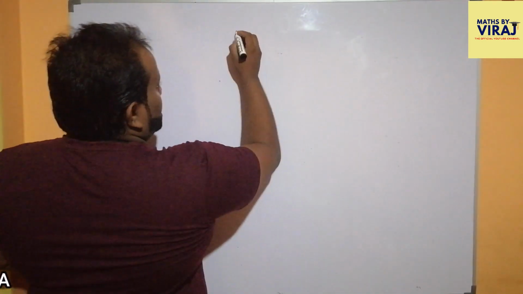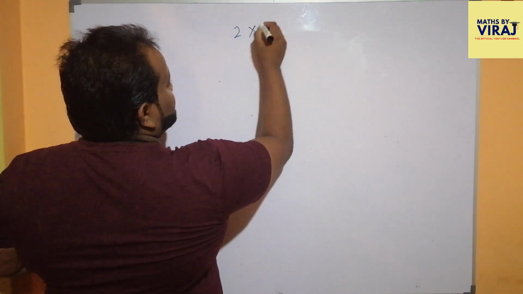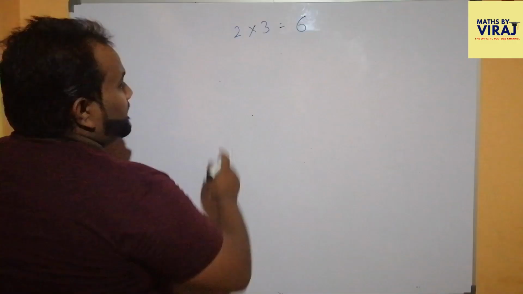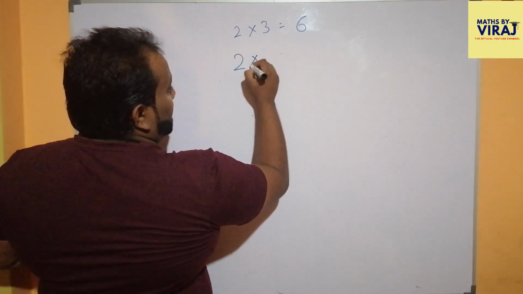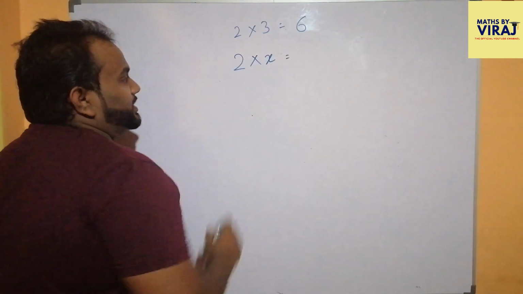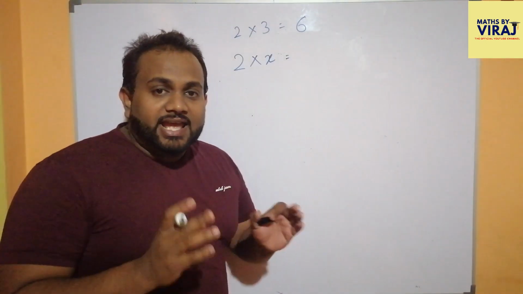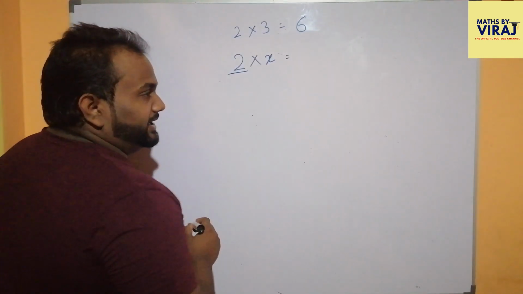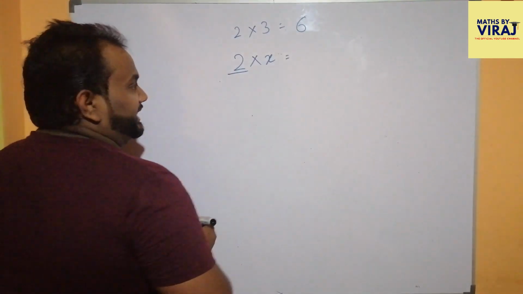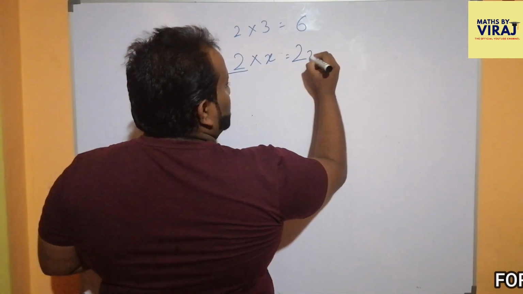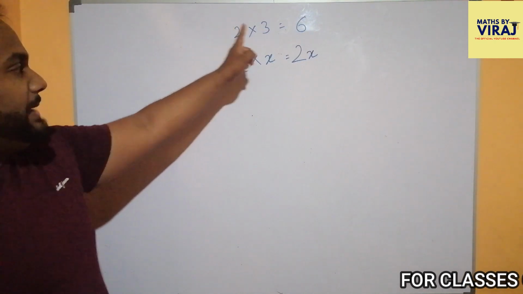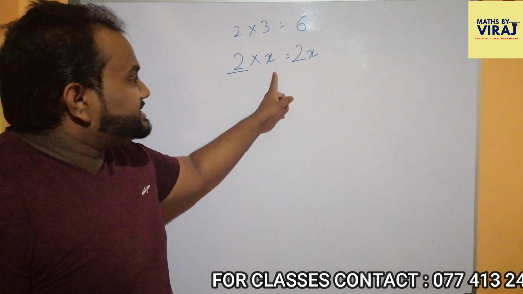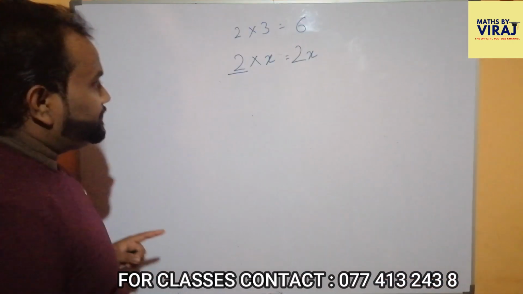For instance, we know that 2 times 3 is 6. What if 2 was to be multiplied by a letter x? Remember, we always give priority to the number. Then we write the letter. Therefore, this is written as 2x. 2 multiplied by 3 is 6. Similarly, 2 multiplied by x is 2x.